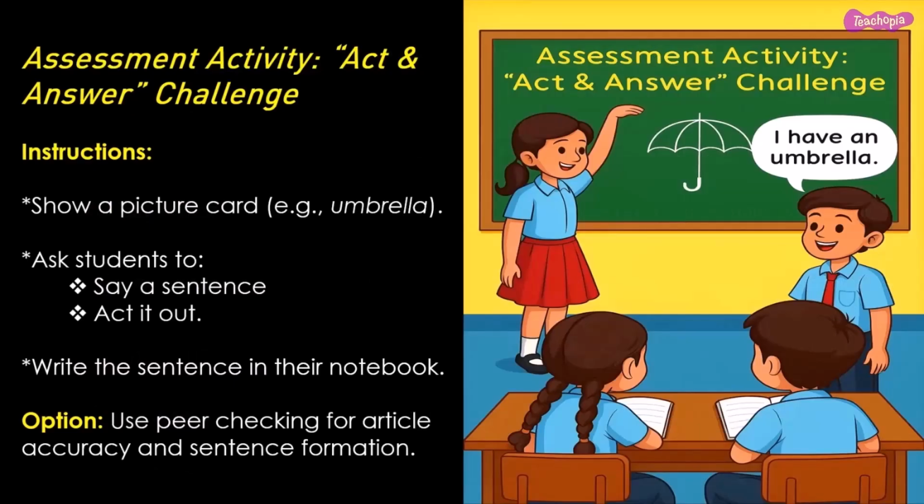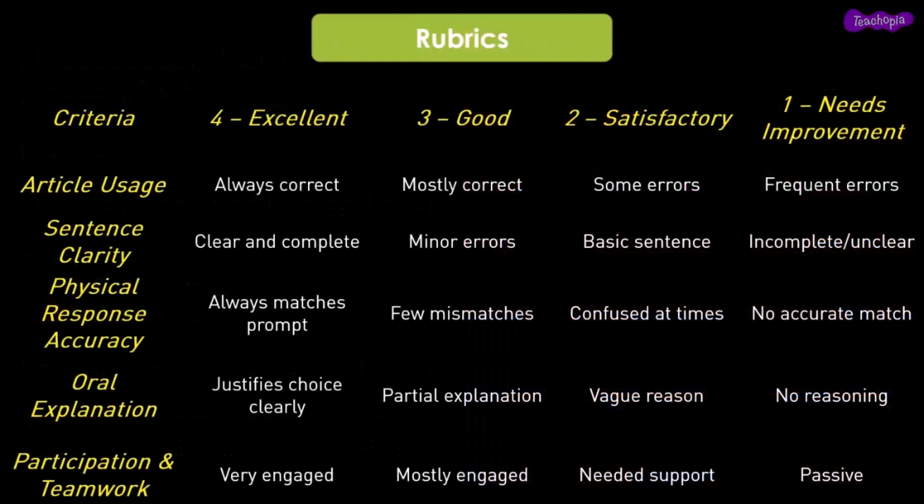The assessment activity for this particular grade can be the act and answer challenge. So the teacher can show a picture card, for example, umbrella. She can then ask learners to say a sentence, for example, this is an umbrella, and also act it out. The learners can write the sentence in their notebooks. As an option, we can use peer checking for article accuracy and sentence formation.